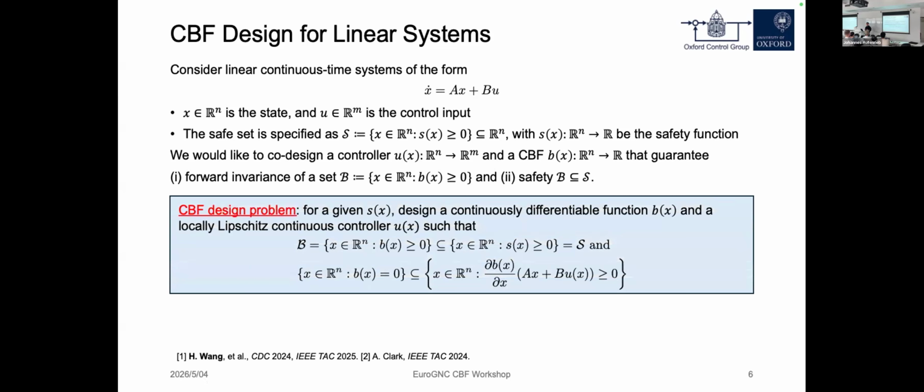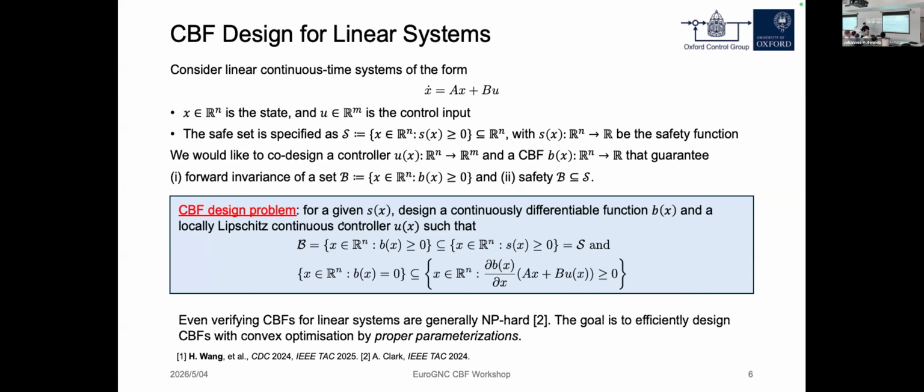So here we have the formalized CBF design problem for linear systems. We are given this function S of x that specifies the safe set. The goal is to design a continuously differentiable function B of x, which is the barrier function, and also a locally Lipschitz continuous controller u of x, such that the set inclusion condition holds, and also the control invariance condition holds, where on the boundary we have V dot greater than or equal to 0. And I want to highlight that we need the controller to be locally Lipschitz, because we always want the solution of the ODE to be unique for this case.